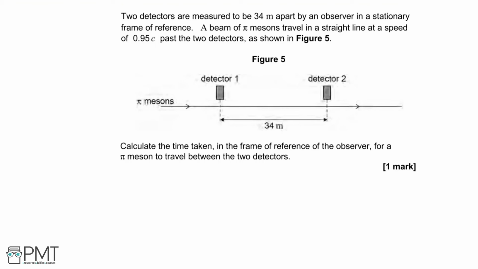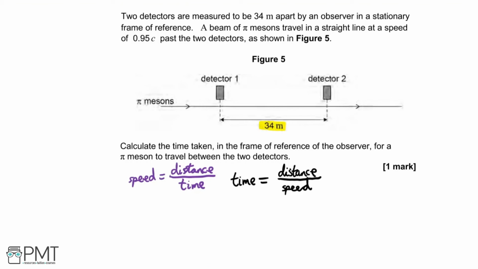Calculate the time taken in the frame of reference of the observer for a pi meson to travel between the 2 detectors. Now, this is a nice simple speed, distance, time equation. However, we're interested in the time, so we need to rearrange this equation to make time the subject. Now the distance is obvious, it's just 34 meters. However, the speed, it says at the top there, 0.95 c. That means 0.95 or 95% of the speed of light.